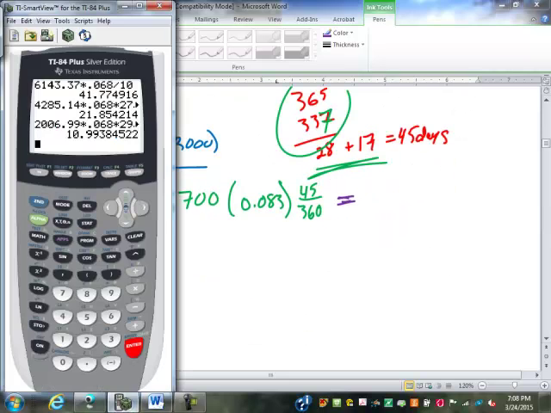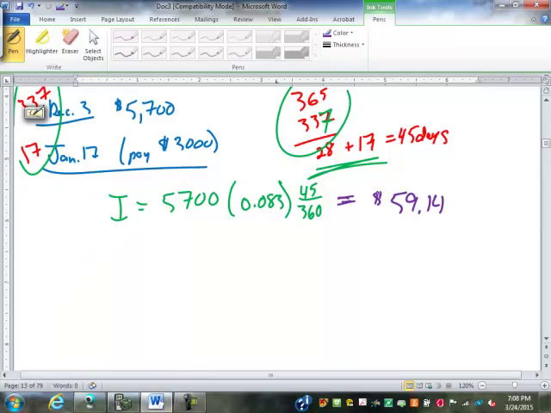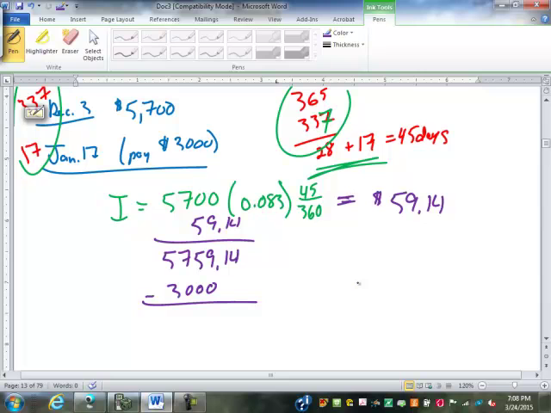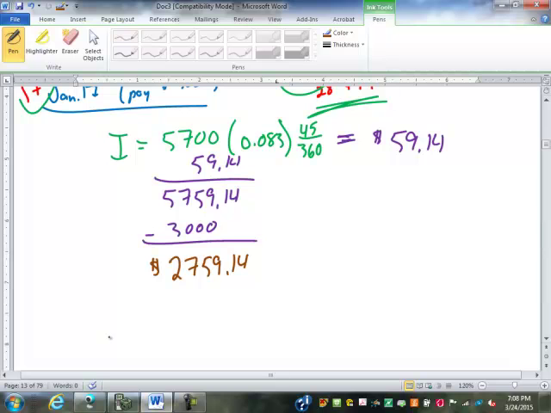So anyway, 5,700 times 0.083 times 45 over 360 gives $59.14. So $5,759.14 is our balance before the payment. Subtracting our $3,000 gives us $2,759.14 as the balance after the payment. Of course, we're not done yet. This is a 90-day loan, so our next action is on day 90. We've used up 45, so 90 minus 45 is 45 more days.